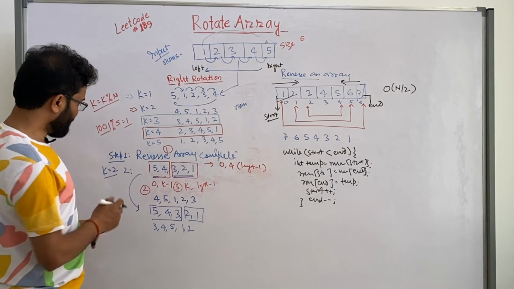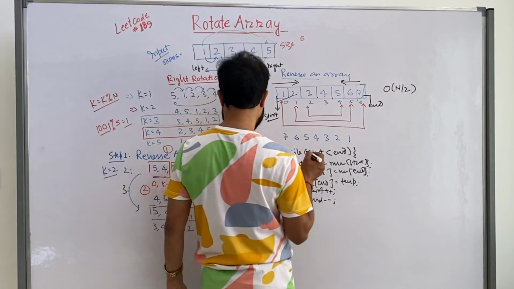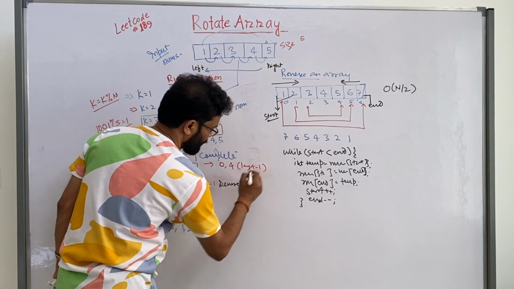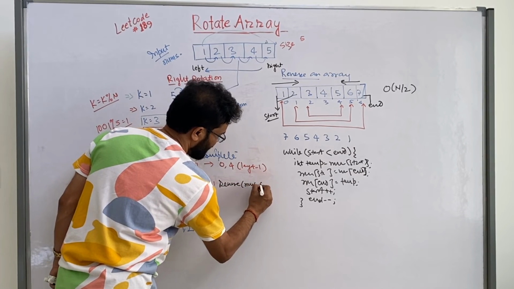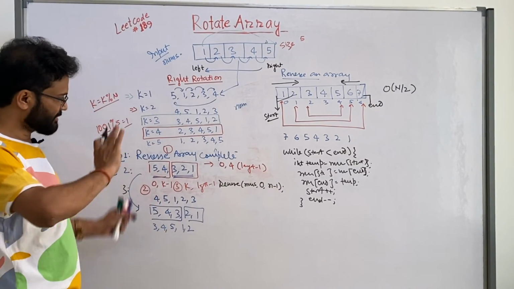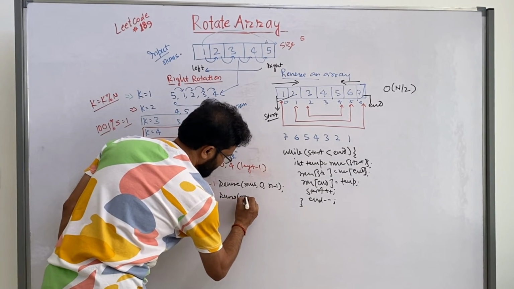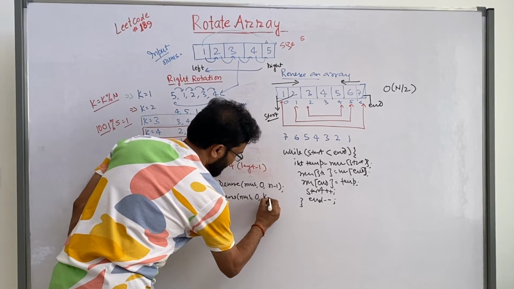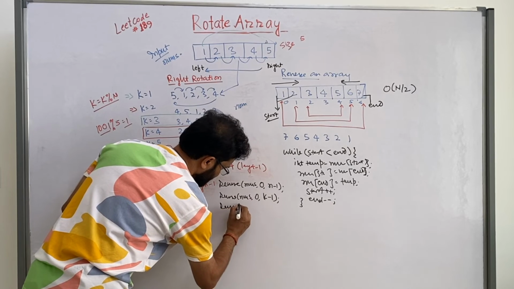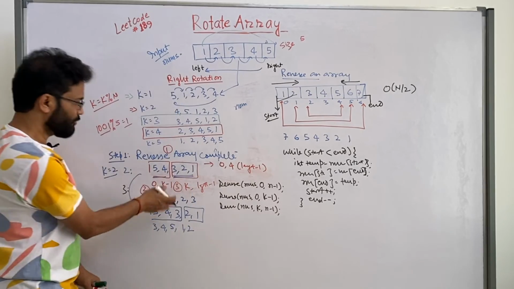And now you have to do 3 steps, right? 1, 2, 3. What is the first step? Let me write that: you have to do the reverse. You have to pass the data set and reverse from 0 to n minus 1. First, a complete reverse. Then the second reverse from 0 to k minus 1. And the third reverse, pass the data set from k to n minus 1. So you will get these things.